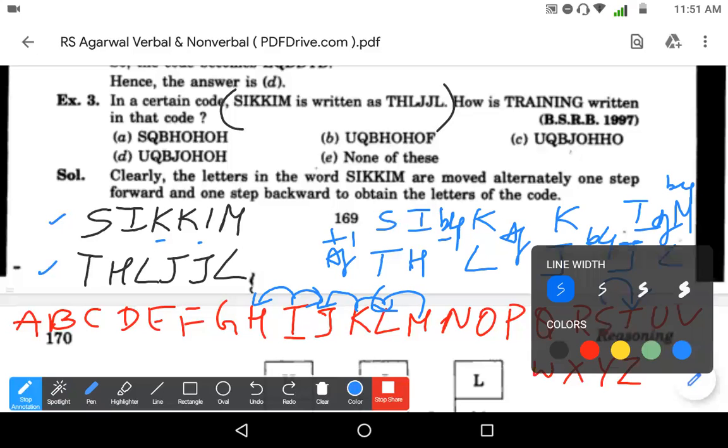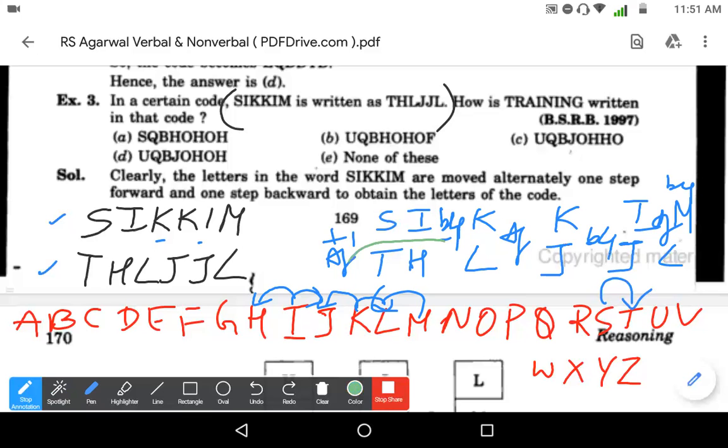Now if you see these letters here, T, H, L, J, J, L, that is how they have coded. So did you get the rule? One will be the after letter, one will be the before letter. So never judge any rule by just taking the first letters. You have to solve the rule for the whole word that is given to you, and then only you'll be able to crack it. So this is the complete rule explanation.